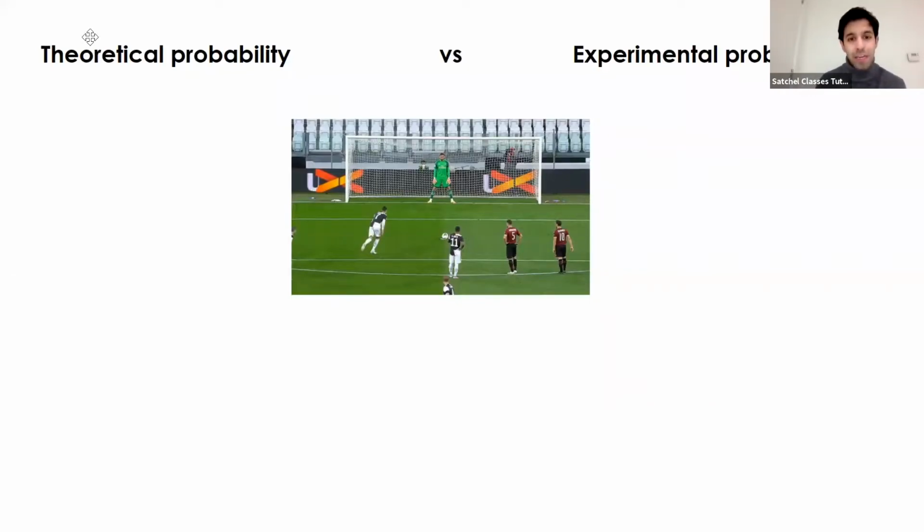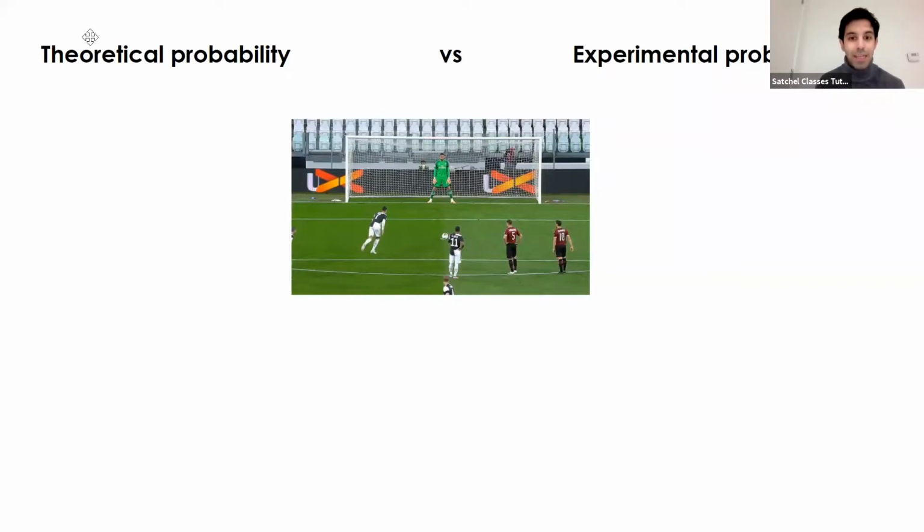Now let's start by thinking about a penalty shootout. So what would be the theoretical probability of our striker, I think this is Ronaldo, scoring or missing? Let's take all other factors and variables as being constant. So there is no pressure factor.